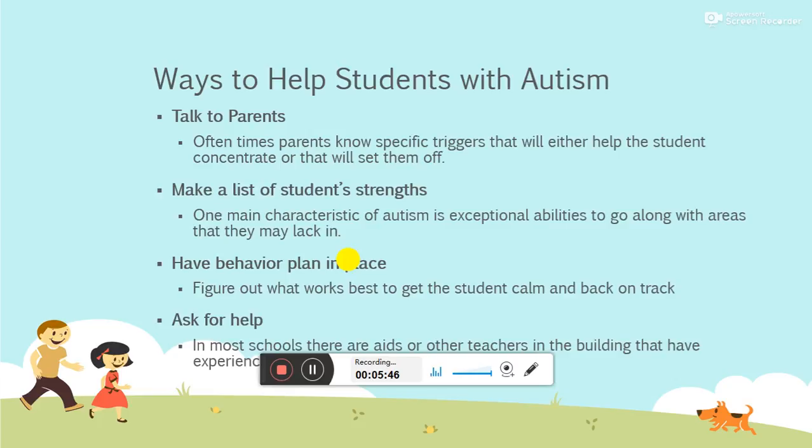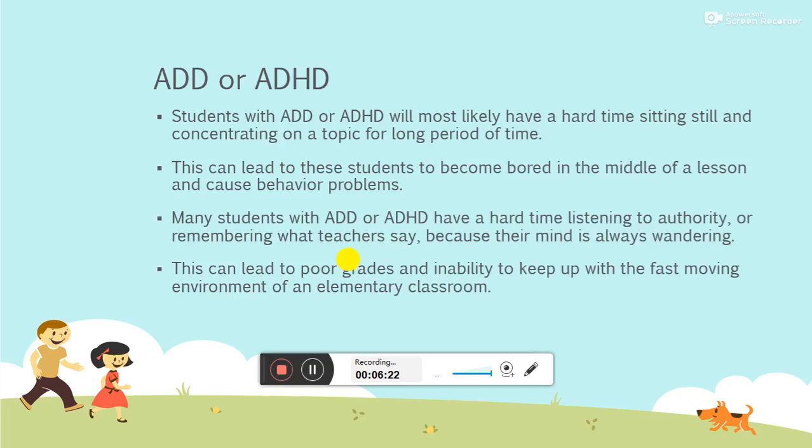Make a list of the student's strengths so that you can exploit those and bank on those rather than just talking about the ways that they're not as advanced as other students. Have a behavior plan in place, like I said, to not put them over the edge and to calm them down. And ask for help. Pretty much every school will have an aide or teachers that have a lot of experience with children with autism. So any help or advice you can get from these professionals can be greatly beneficial.